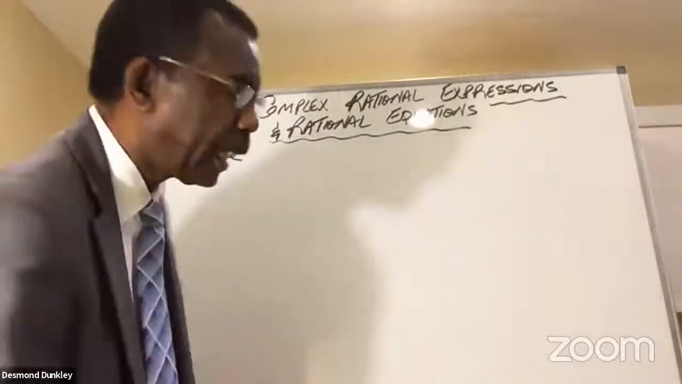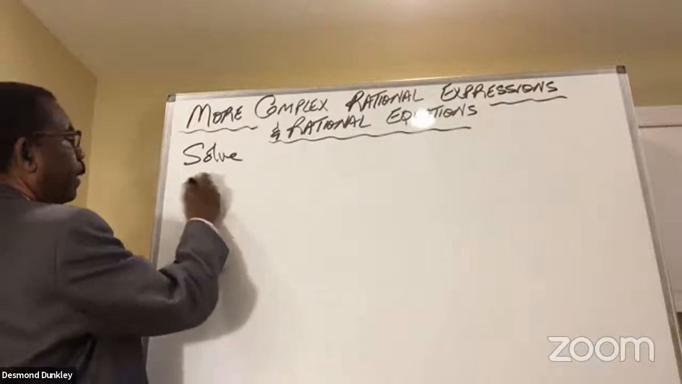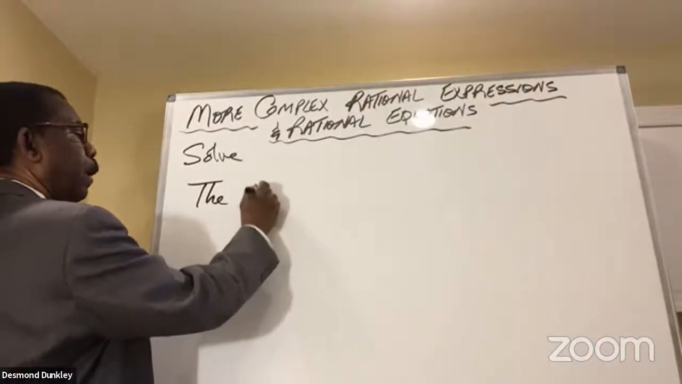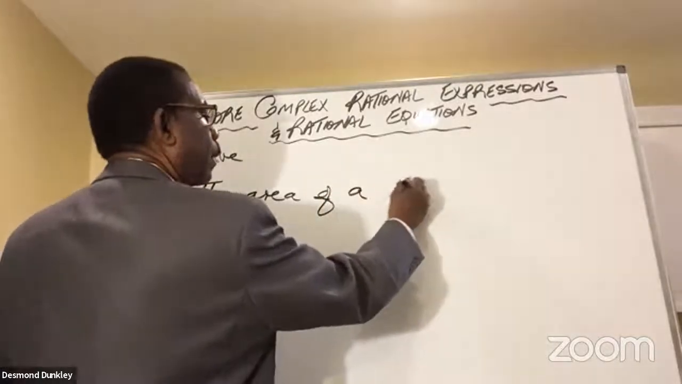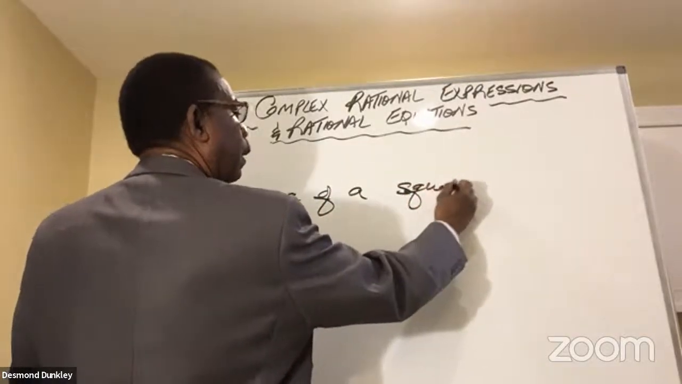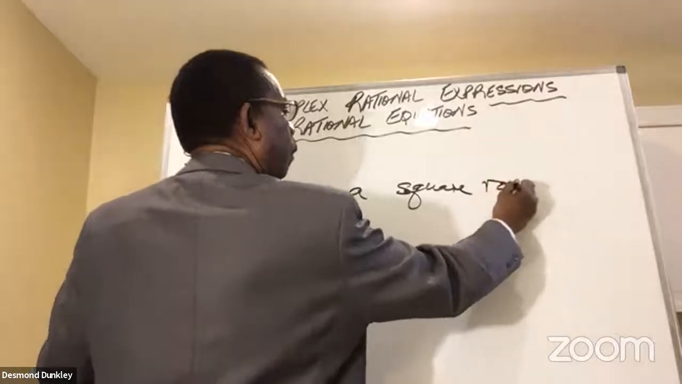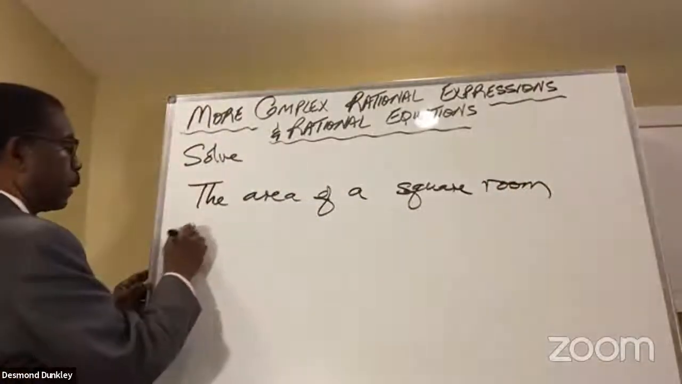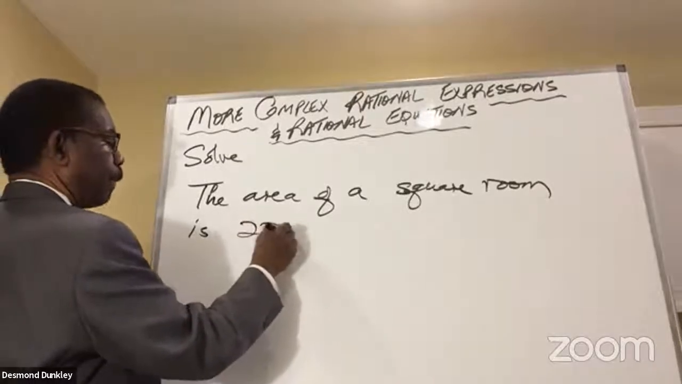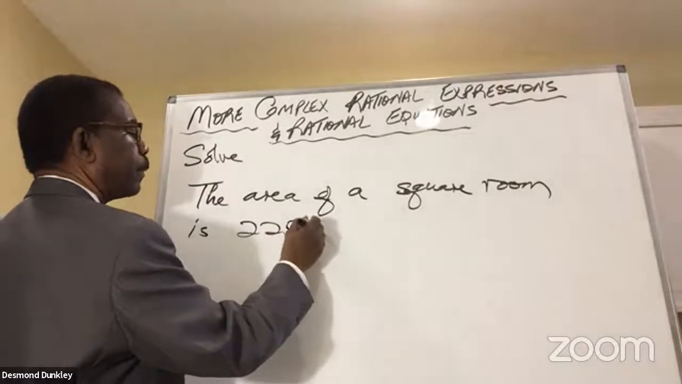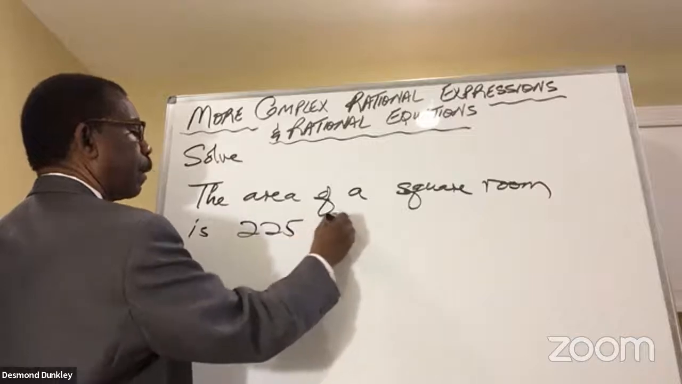The example says that the area of a square room is 225 square feet.